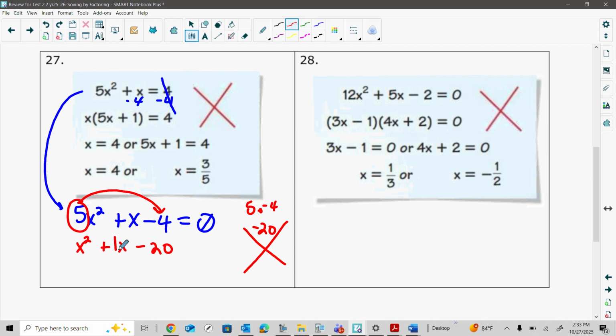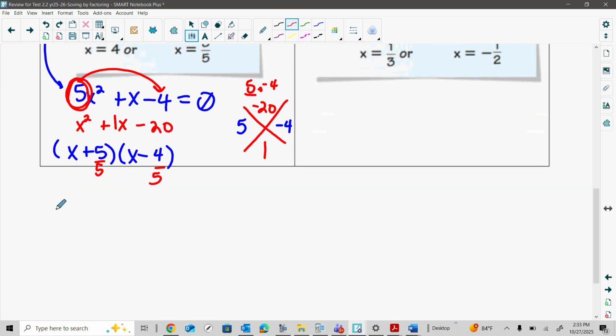Remember, there's an invisible 1 there, with the sum of 1. So those factors are 5 and a negative 4. So I have x plus 5 and x minus 4. But because I slid this coefficient, that 5, I have to divide by 5. So this first one can be reduced to x plus 1. This is x minus 4/5.